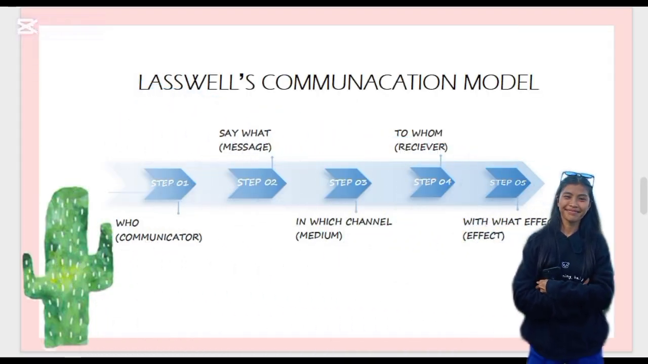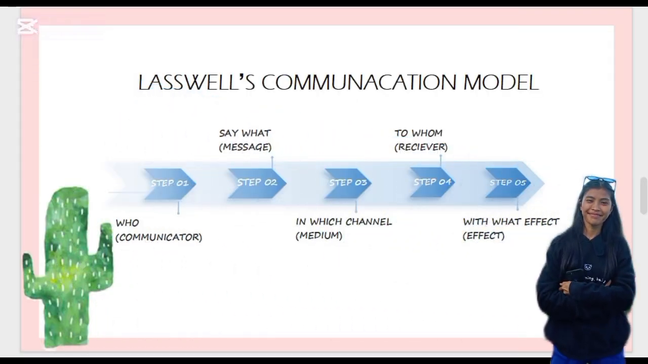The Lasswell communication model is a linear model of communication, which is a one-way process that describes verbal communication. It consists of 5 components: who, says what, in which channel, to whom, with what effect. These components are based on the W questions, providing insight into the communication between people. The model is considered one of the most influential communication models.